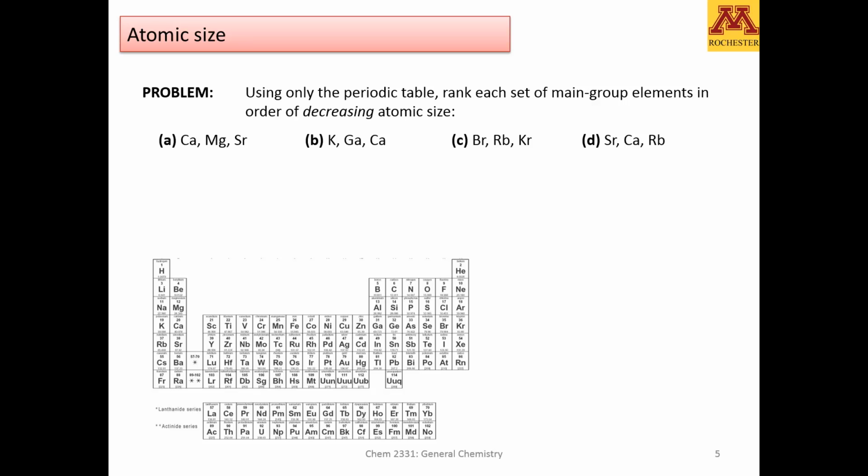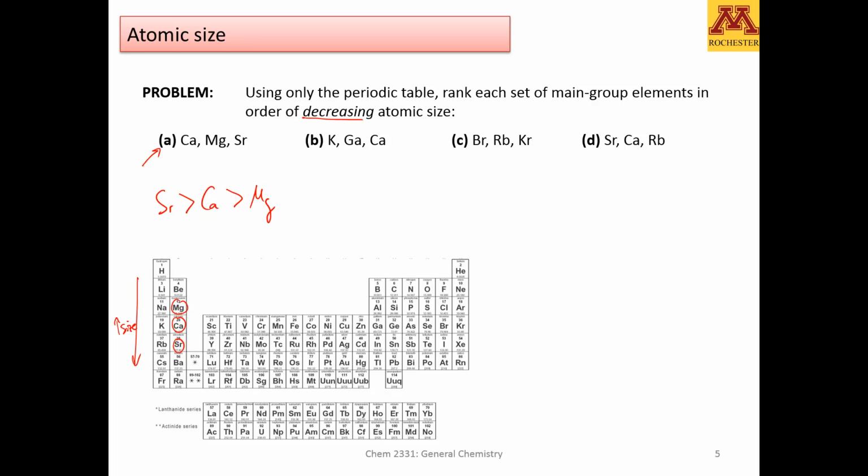So now let's run some examples. In this case, we just have to rank the elements in terms of their size. It says decreasing size. So let's do the first one, which is the easiest: calcium, magnesium, and strontium. So this is magnesium, calcium, and strontium. As we say, as you go down, the size increases. Therefore, the size of strontium will be larger than the size of calcium, which will be larger than the size of magnesium.